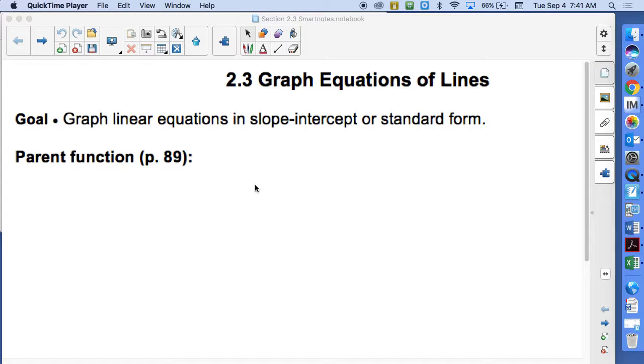So if you'll pass forward your homework then, if you don't have any questions, remember at the top, give me a smiley face, a neutral face, a frowny face.